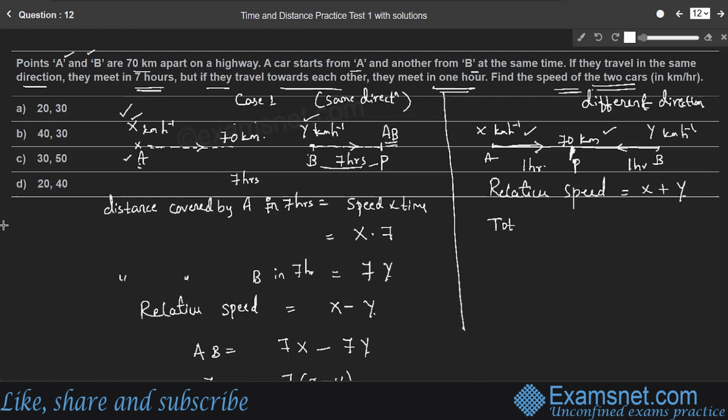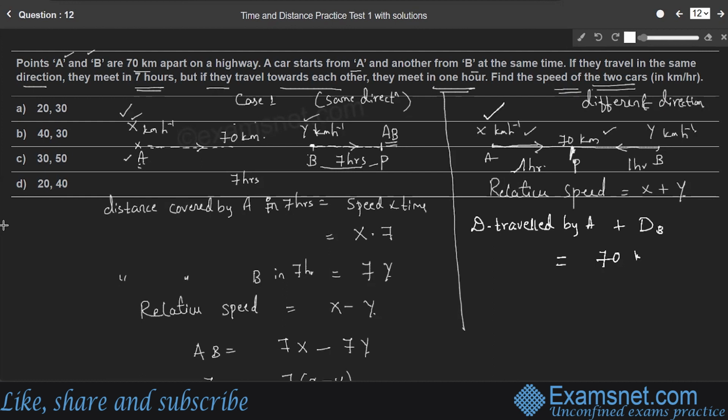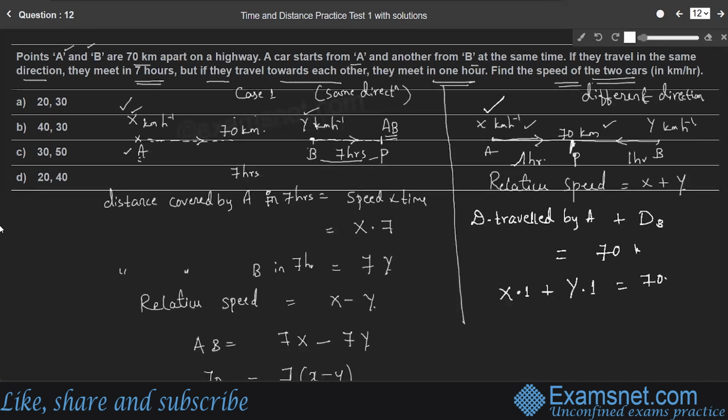So, separately you can consider the distance traveled by A plus the distance traveled by B, which I'll take as dB, is equal to 70 kilometers. Distance can be expressed in terms of speed and time: speed into time is distance. The speed is x, and A takes 1 hour, so it is x into 1, plus the speed of B, y into 1, is equal to 70. The total distance is 70.